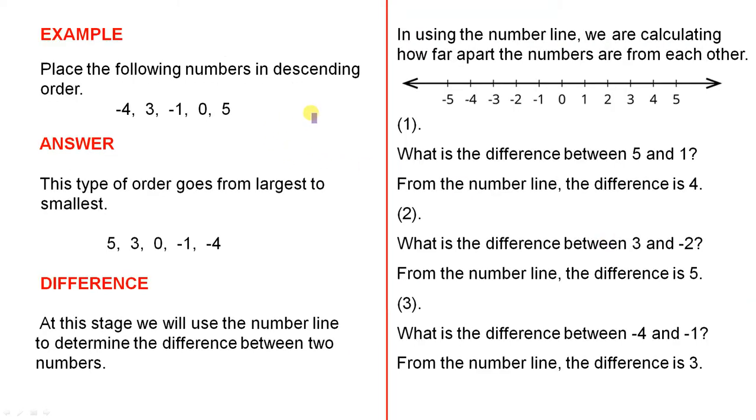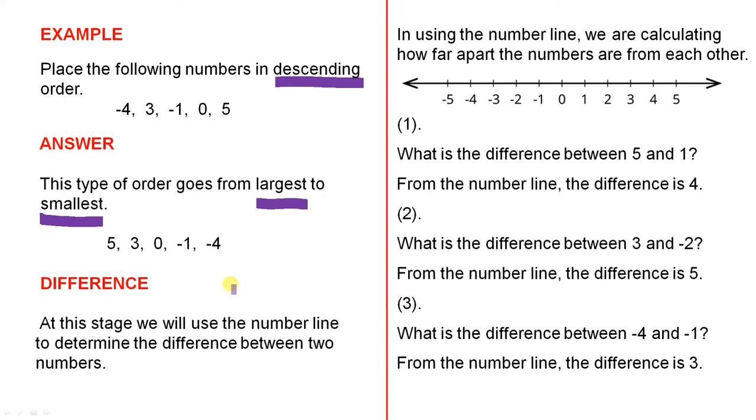Place the following numbers in descending order. Descending order. The answer, this type of order goes from largest to smallest. That's what descending order means. Here are our 5 numbers.